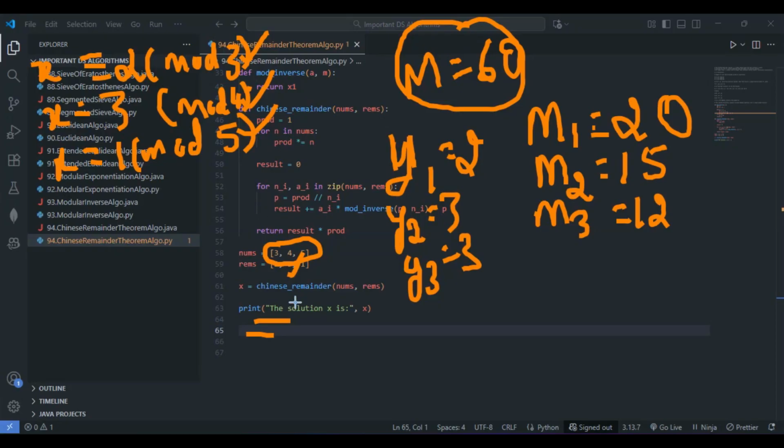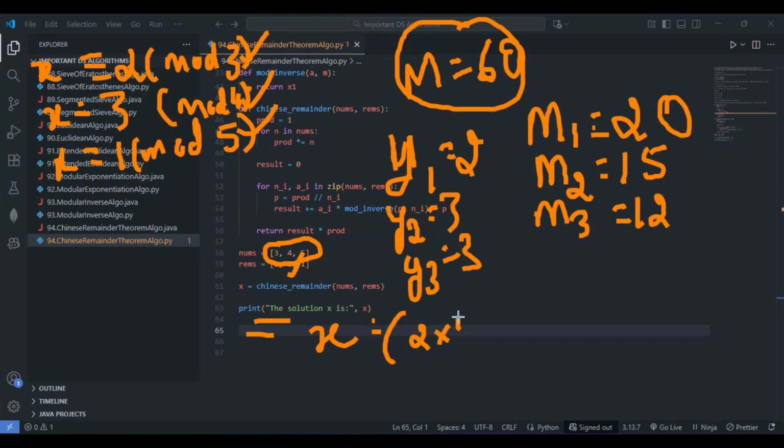Now let's apply the formula. If you remember, x equals a1 into M1 into y1 plus a2 into M2 into y2 plus a3 into M3 into y3, and finally we take mod M. So x equals a1 into M1 into y1, which is 2 into 20 into 2.